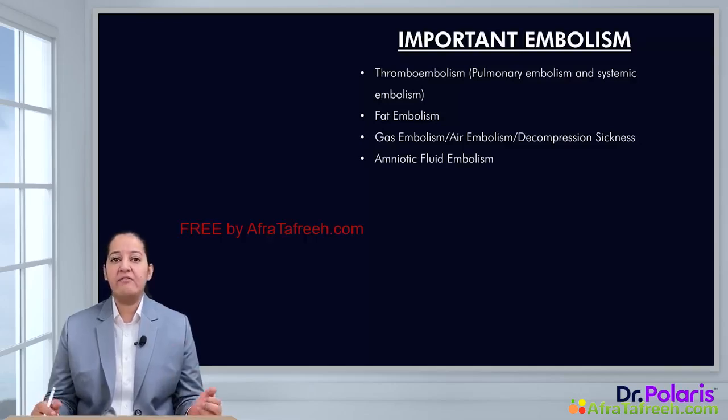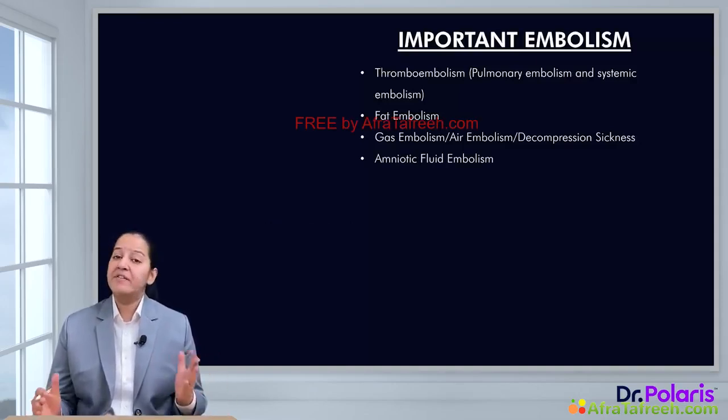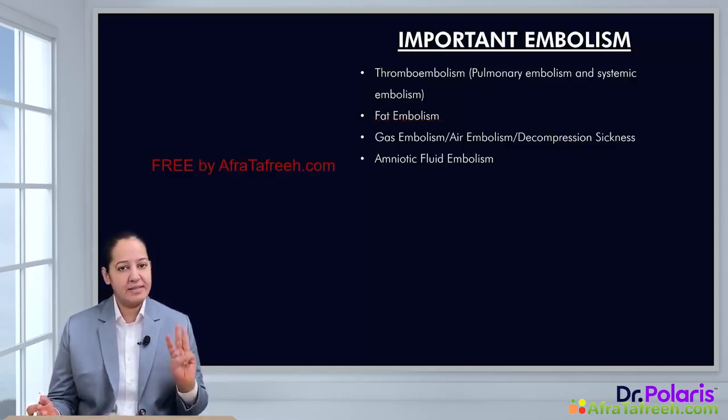Coming to the third criteria, what is the source of the embolus? Whether it is arising in the artery, it is an arterial embolus; if it is arising in the vein, venous embolus; if it is arising in the heart, it is known as cardiac embolus. And if it is arising in the lymphatic, it is known as lymphatic embolus. That is the third criteria.